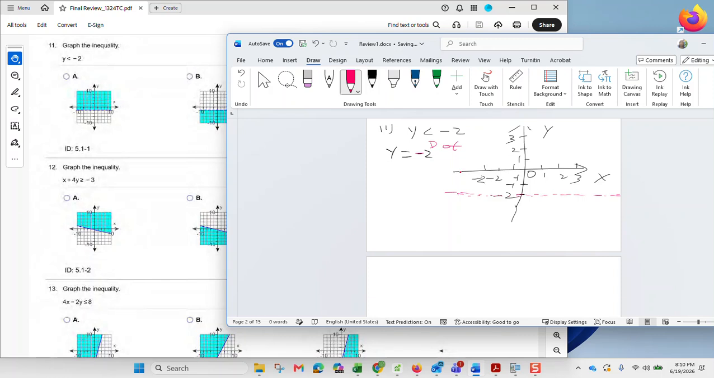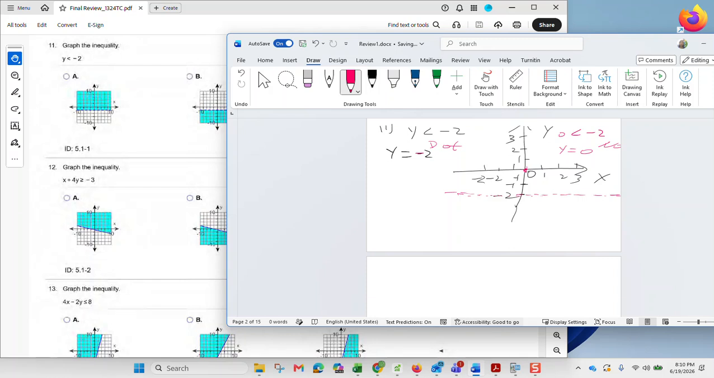So what does this mean? Well, you can use a testing point in here, which is 0. If I use a testing point y equal to 0, is 0 less than -2? The answer would be no. 0 is not less than, 0 is greater than -2, right?